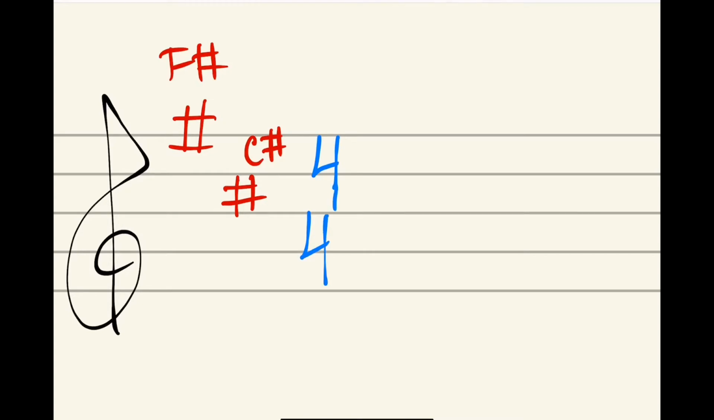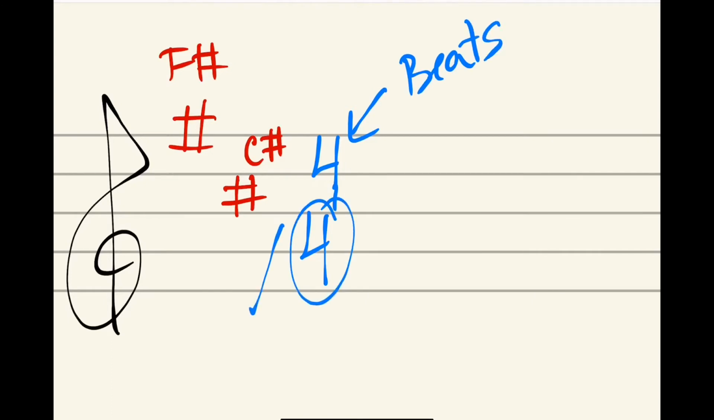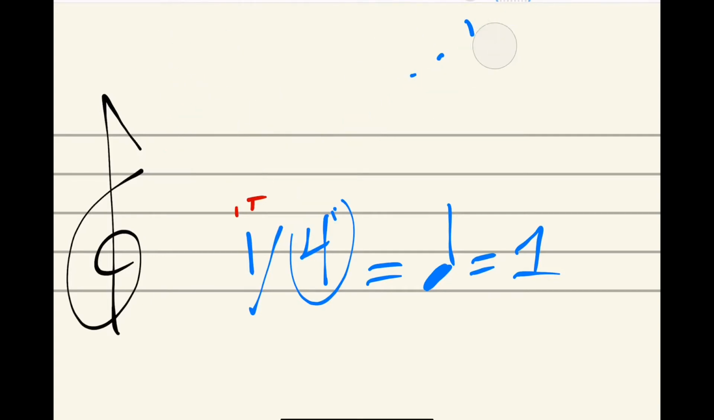For example, like I said, if we have a 4/4 time signature, that top number will tell you that's how many beats are in a measure. The bottom number, like to think about it as a fraction, and will tell you that the quarter note is what equals 1. So every time you see a quarter note, you give it one beat.